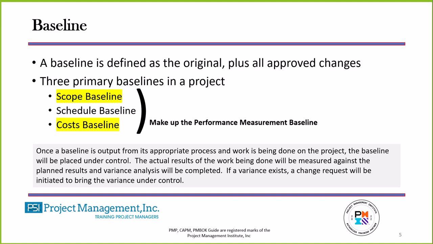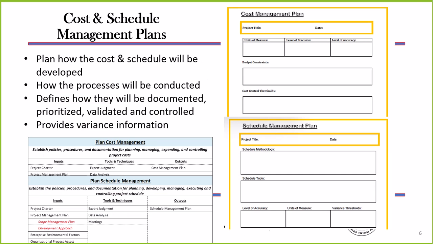So you may recall that a baseline is the original plan plus all approved changes. And those three baselines, the triple constraint, scope, and cost baselines, those are the focus. That's where we calculate earned value. That's what we want to make sure is staying on track with earned value management. Now we look at, first of all, the two items that are required for any project. And that would be the cost and schedule management plans.